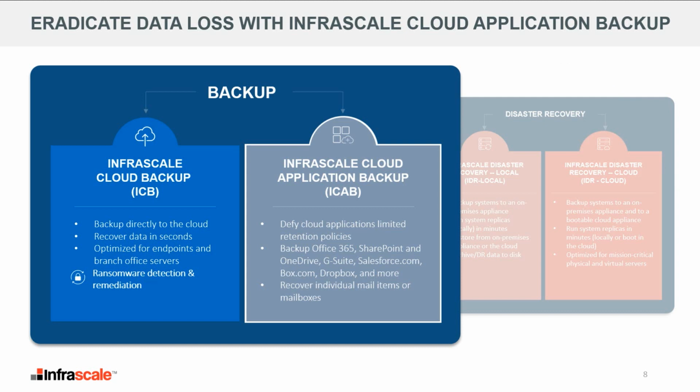Infrascale Cloud Application Backup, or ICAB, is really to support the cloud applications like Salesforce, Office 365, and OneDrive that have short retentions, and to back up Office 365, SharePoint, and OneDrive. It's to recover individual mailbox items. The reason why you need this is because all of those applications have different retention periods.